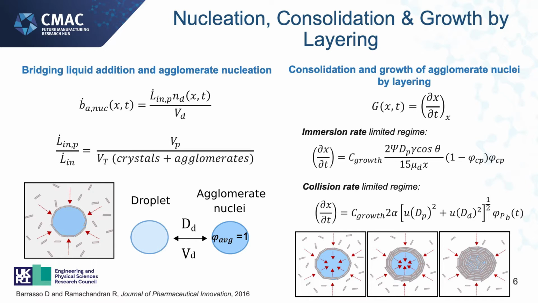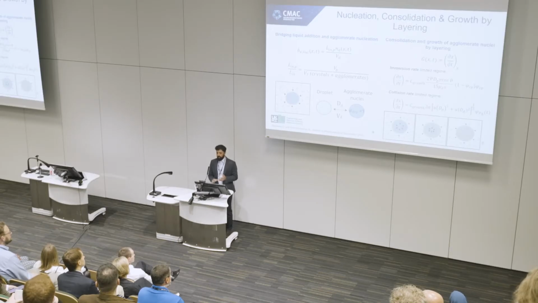So in terms of how they actually consolidate and grow by layering, again, we describe it through a differential growth term, where in this case we have two regimes that can occur. For the immersion rate limited regime, I'm not showing it here, but there's a dimensionless number that was developed, which in the case where we have an agglomeration number greater than 1, we have an immersion regime, which is limited by the immersion of crystals from the surface of the droplets into the droplets itself. Whereas the collision rate regime is now limited by the subsequent arrival of crystals to the surfaces of the bridging liquid droplets. So we can describe these mechanisms, but a key thing to note here is that they both have this constant packing of crystals on the surfaces and this subsequent suction and immersion of crystals within the droplets.